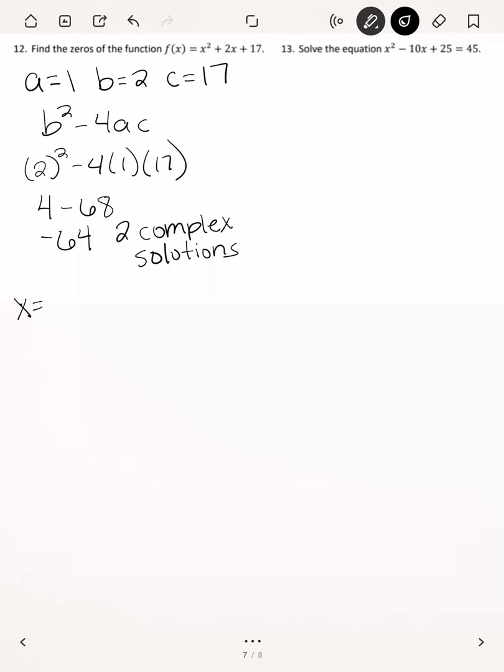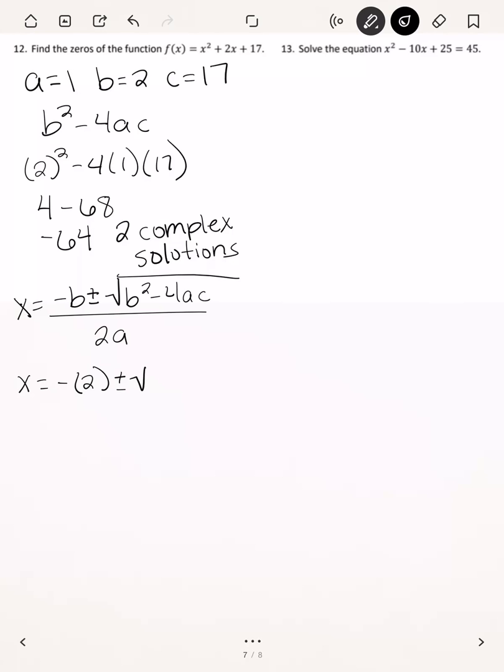So I go to the quadratic formula. Negative b plus or minus the square root b squared minus 4ac all over 2 times a. So here we go. Let's plug and chug. We're going to plug in 2 for b, plus or minus the square root of a negative 64 all over 2 times 1. Well, negative times 2 is a negative 2. Plus or minus, 64 is perfect. Square root of 64 is 8, and it's negative, so I should have an 8i all over 2.